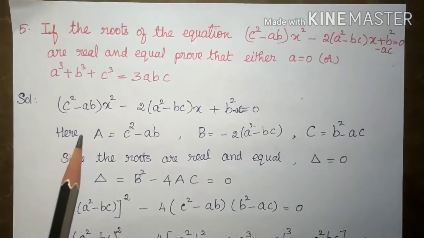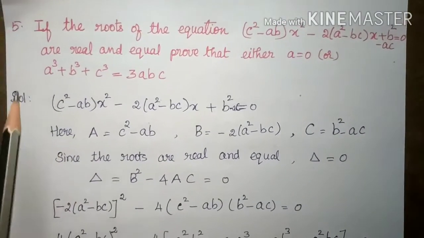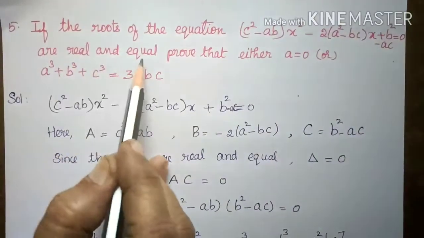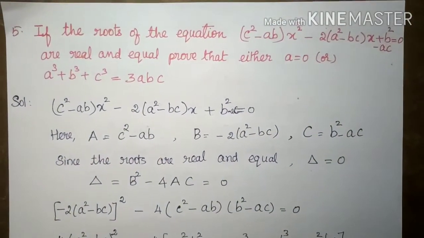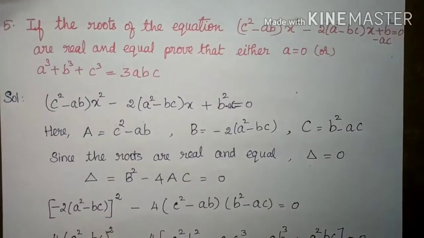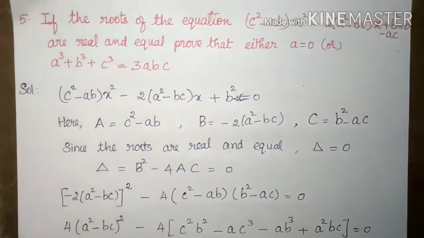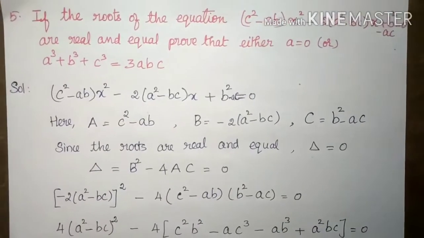So in the question itself, they have given the condition of the roots of the equation, that is real and equal. Using that condition, we are going to prove either a equal to 0 or a cube plus b cube plus c cube equal to 3abc. Let us see how we are going to find the solution.